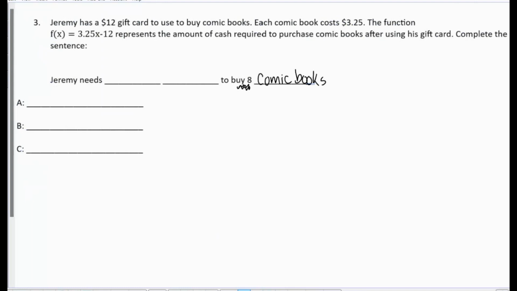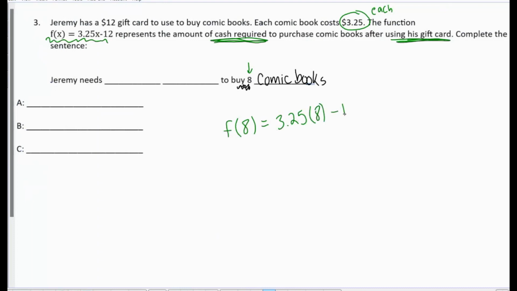Now, this function will tell us after using his gift card, how much cash he needs to buy the rest of his books or all of his books. So we're going to start by rewriting our function, and instead of x, we are going to be plugging in 8 because I know $3.25 is the cost of each comic book, and I know we're buying 8. f of 8 equals 3.25, instead of x, we're plugging in 8, minus 12.